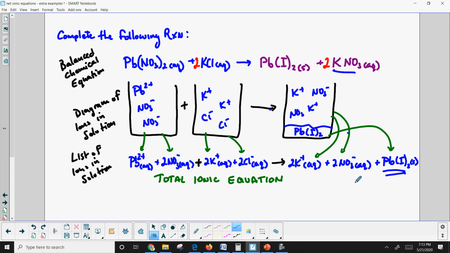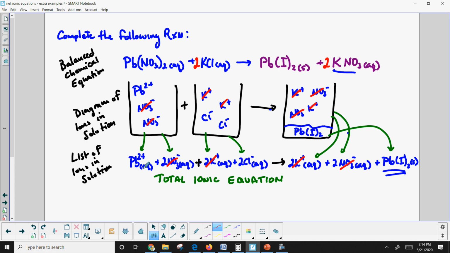You're writing down all the ions that you have in solution. Now you'll notice that some of the ions are there before and afterwards. So I have some potassium ions before, some potassium ions after. They're not actually part of the reaction. I can cancel them out. Similarly, I've got the nitrate ions over here. They're also found before and after. They're actually not part of this reaction. So I can cancel those out.